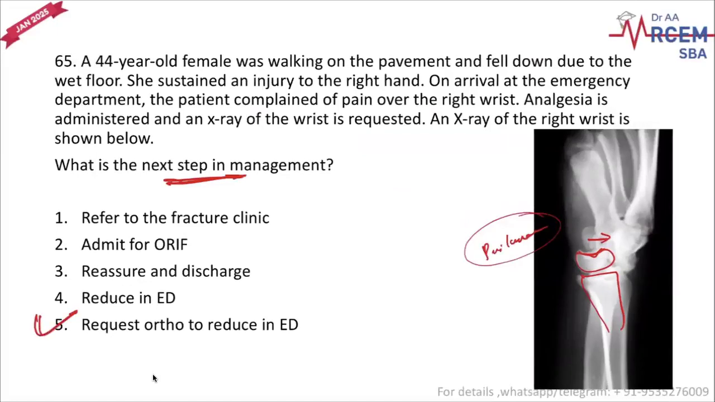department and reduce in the emergency department. You are not reducing yourself in the emergency department because it is difficult. We want an orthopedic to reduce it in the emergency department. So this is the right answer. We are not doing this in the operation theater also. We are reducing it in the ED itself, contrary to the lunate fracture, which is reduced in the operation theater. That differentiation factor you need to remember between a lunate dislocation and a perilunate dislocation.